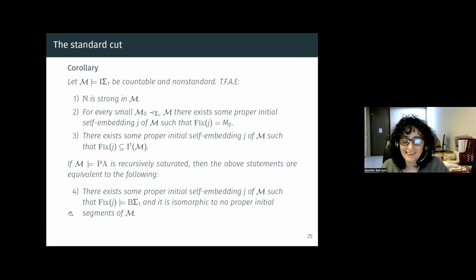Okay, thank you. So let's see the idea of the proof of this corollary. Here, the equivalence of these two is a special case of the previous theorem, and the direction from 1 to 3 is also a special case of the previous theorem. We just need to prove the direction 3 to 1 and the equivalence of 4 to these 3.